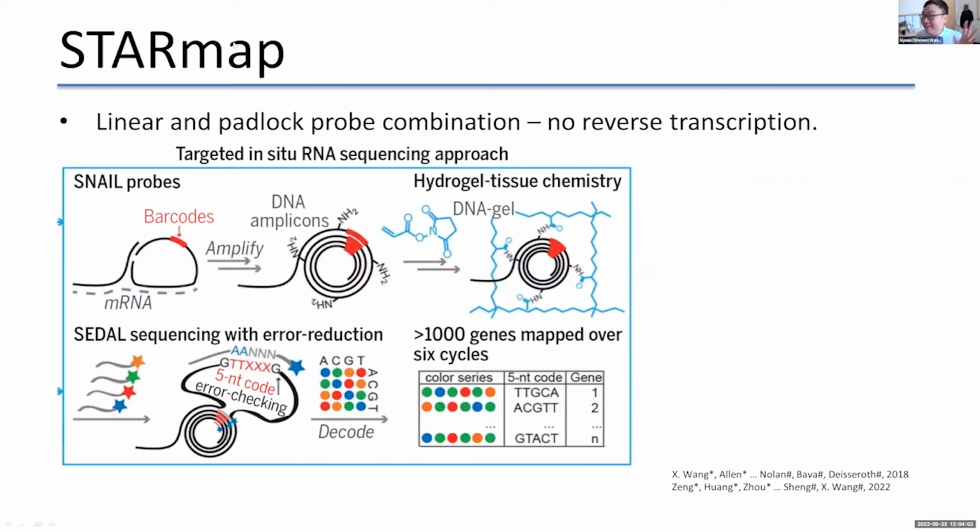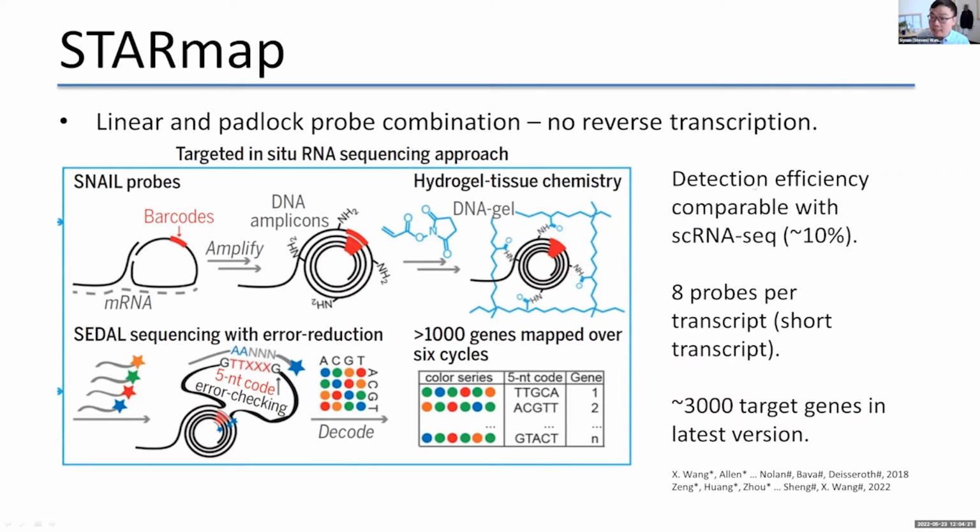And then there's another technique touched upon by Fei also, the STARmap technology. And this also avoids the very low efficiency reverse transcription procedure by using a pair of linear and padlock probes. So the padlock probe now can be ligated on a DNA-DNA duplex with normal DNA ligase. And in this type of work, people achieve a detection efficiency comparable to single cell RNA sequencing, so about 10%. And 8 probes per transcript was sufficient, and this is good for short transcripts. And about 3,000 target genes were detected in the latest version of STARmap.